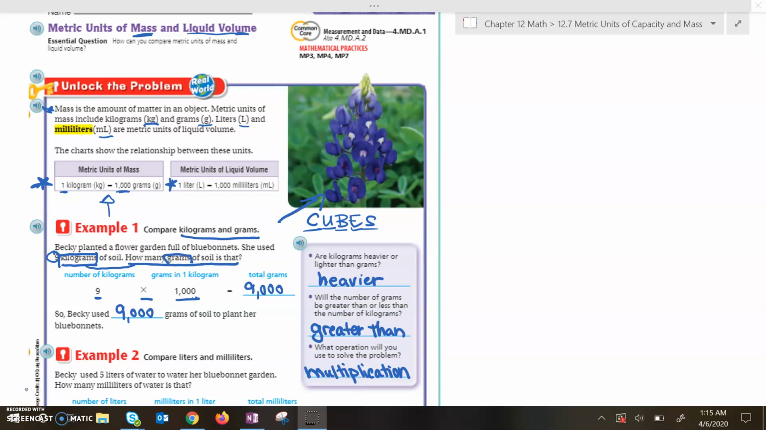In this purple box, it says, are kilograms heavier or lighter than grams? Well, looking at our chart over here, we know that kilograms are larger than grams, so we know that it's heavier. Will the number of grams be greater or less than the number of kilograms? Well, again, it is greater because of the size. What operation will you use to solve the problem? Multiplication. Because, just to review, we know that for every 1 kilogram we have 1,000 grams. So it's telling us we have 9 kilograms. So we have 9 sets of 1,000, which will give us 9,000.